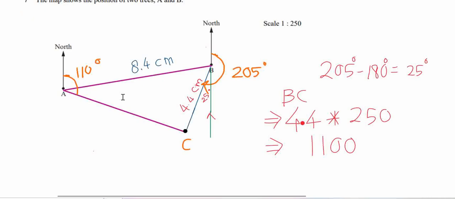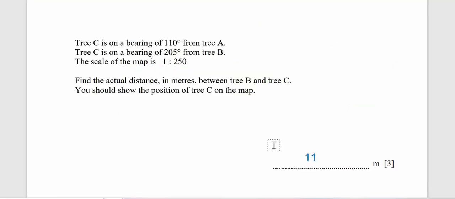So this is how we show C, 110 from A, 205 from B, and we measure the distance with a ruler between B and C, and then count according to scale times 250, we got 1100 cm, and we divide by 100 to get meters, so 11 meters. So this is our answer, 11 meters.